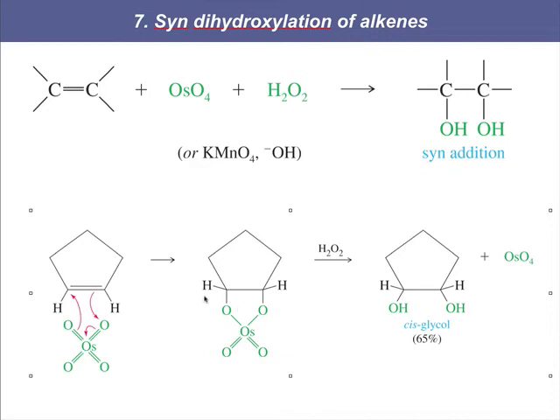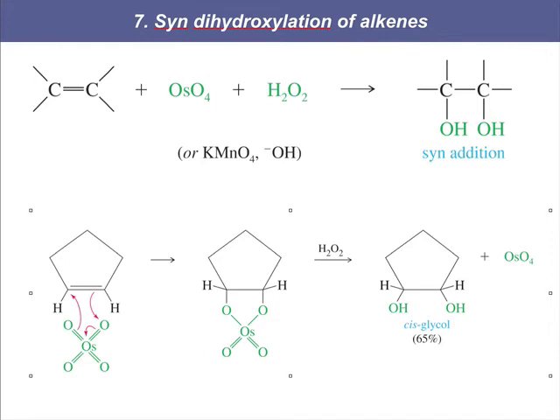It'll break this Os-O bond and give us alcohols on our ring, but will also donate two oxygens back to the osmium to regenerate our osmium tetroxide. In that sense, OsO4 is a catalyst. The O's are ultimately coming from the hydrogen peroxide, which will get consumed.